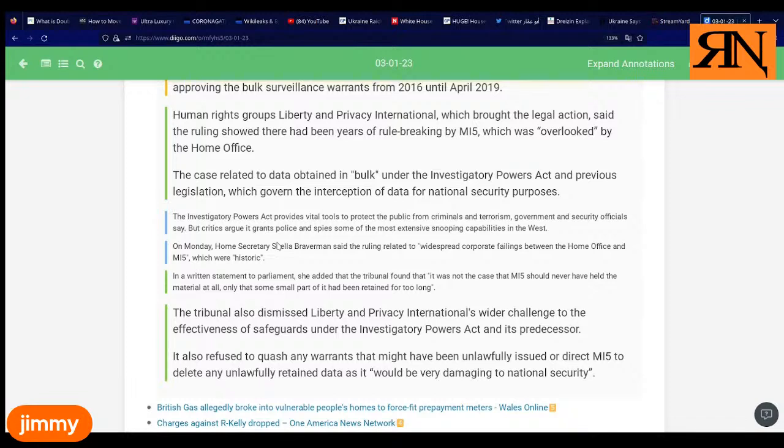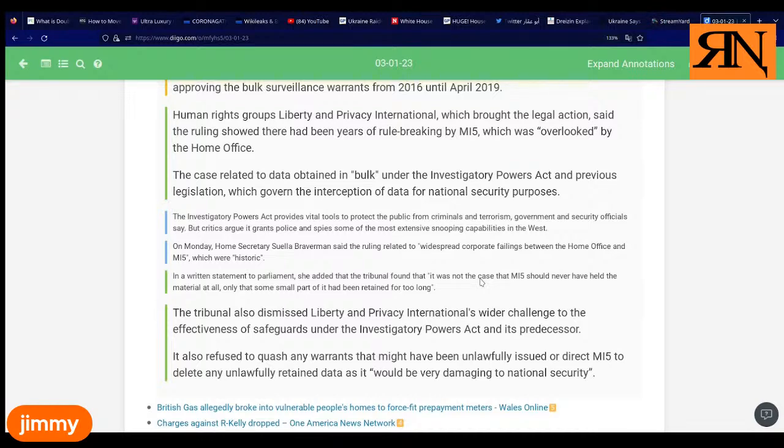On Monday, Home Secretary Suella Braverman said the ruling related to widespread corporate failings between the Home Office and MI5. What sort of failings? The failings that somebody got caught, maybe. In a written statement to Parliament, she added that the tribunal found it was not the case that MI5 should not have held the material at all, only that some small part of it had been retained for too long.